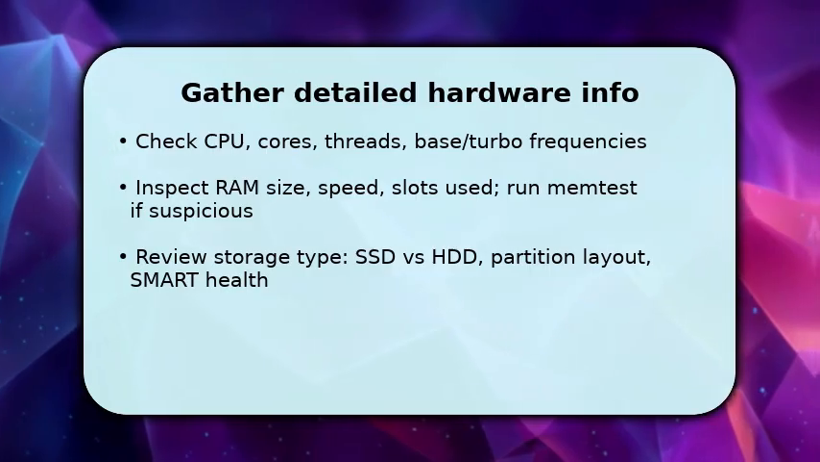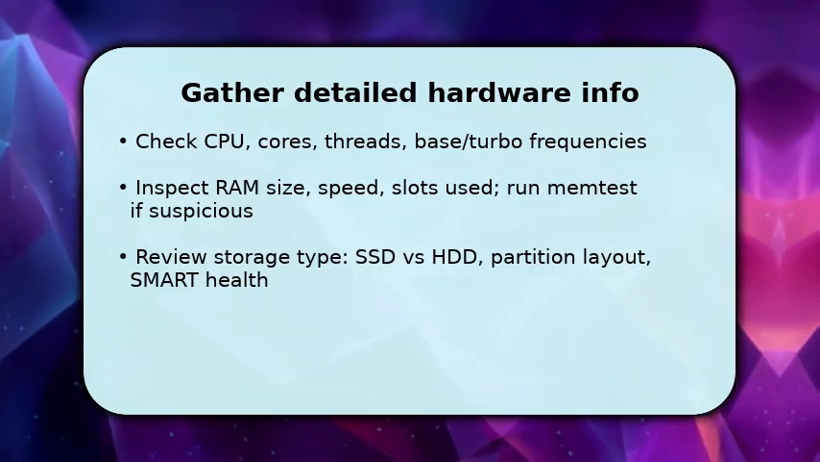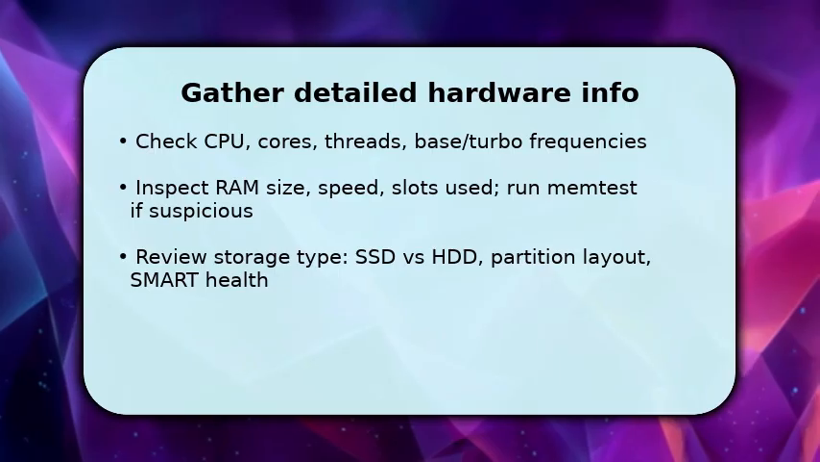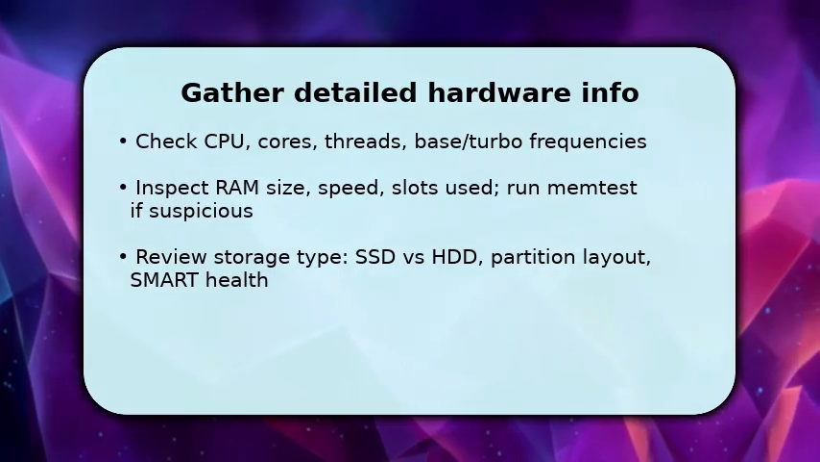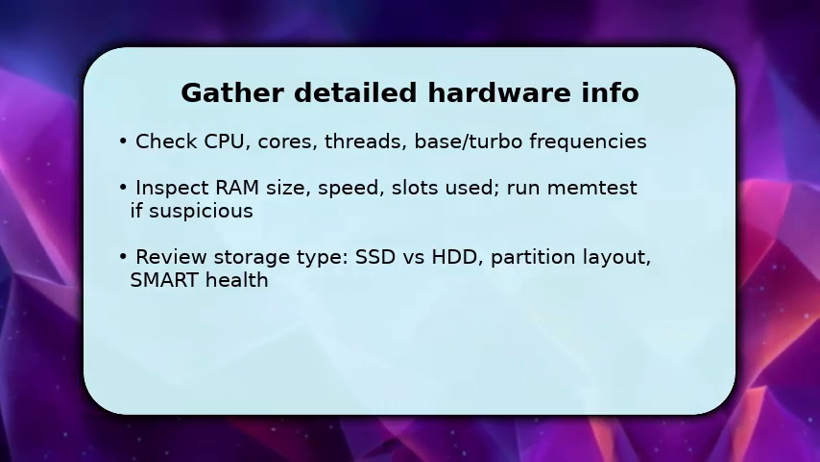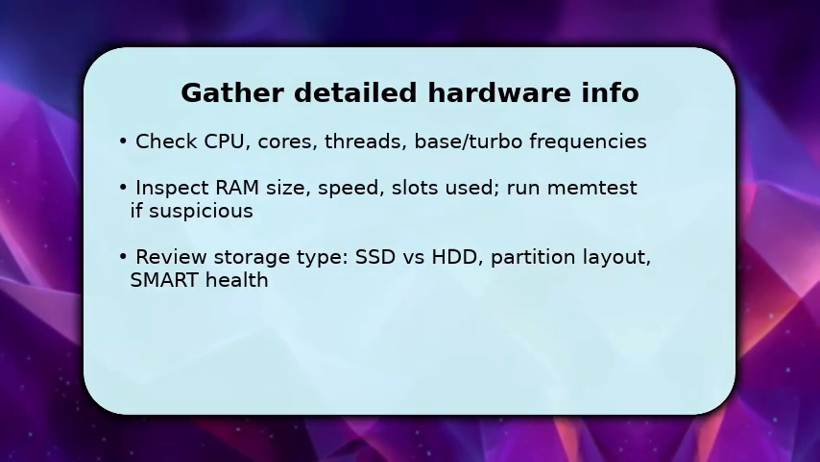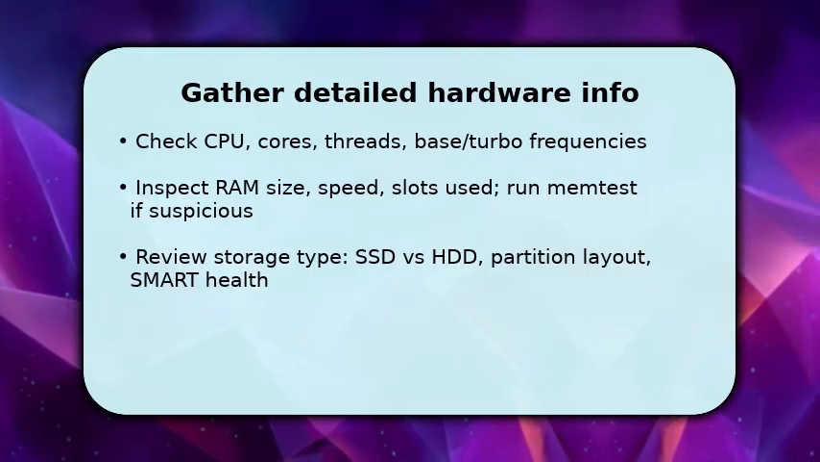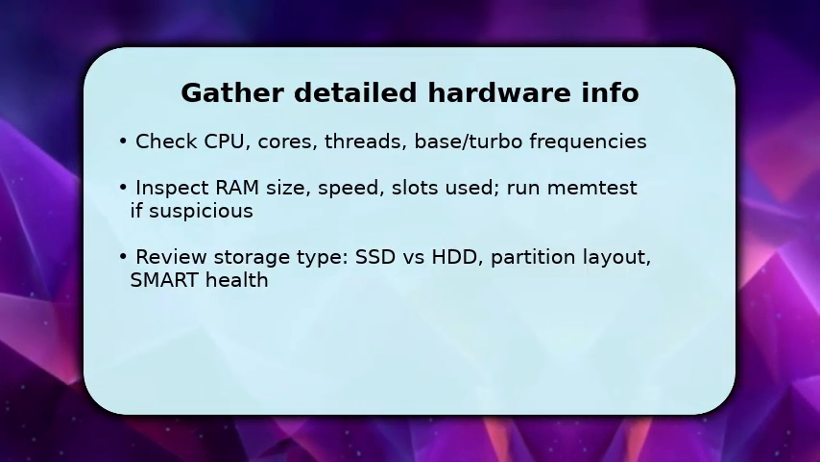For CPU, note cores, threads, and clock speeds. On Windows, use Task Manager performance. On Mac OS, use System Report. On Linux, use /proc/cpuinfo. For memory, check total size, speed, and which slots are populated. Run a memory test if errors appear.